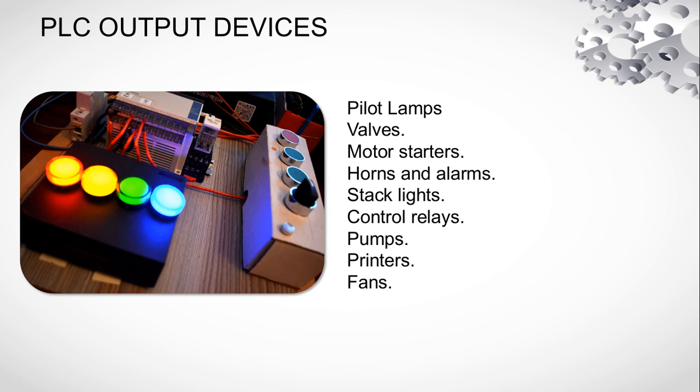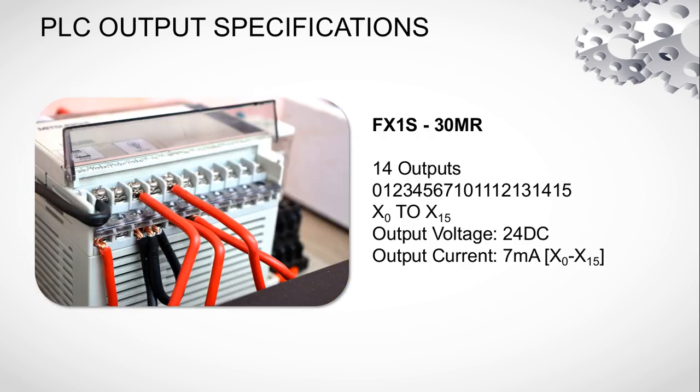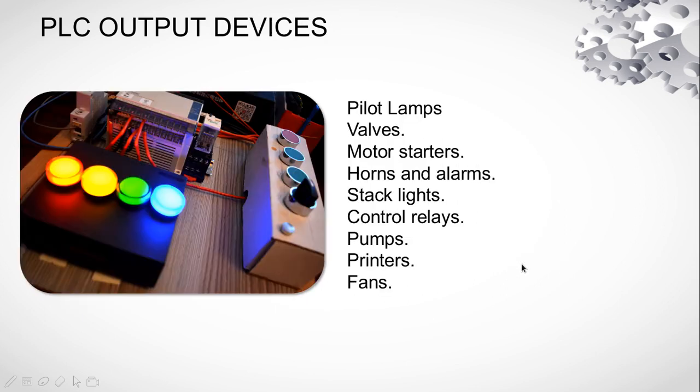And you notice one thing about PLC output devices. If you look at these output specifications, my output for the PLC can only supply 24 volts and 7 milliamperes. That is the current. So you cannot directly control or connect a motor to the PLC output. No, that is dangerous. You're not supposed to do that. Always, if you want to connect a motor, you connect the PLC to the motor starter, so that the PLC can control the motor starter, which will then be able to control the motor itself.